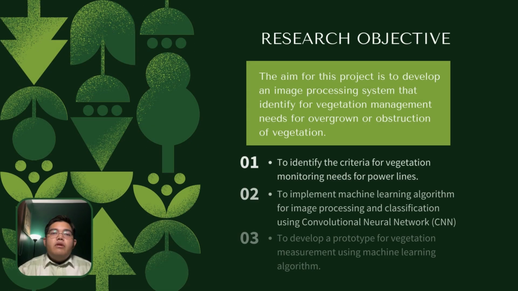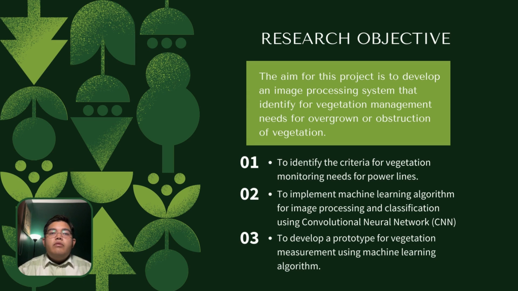There are 3 objectives in this project. The first objective is to identify the criteria for the vegetation monitoring needs for power line. The second objective is to implement machine learning algorithm for image processing and classification using CNN. The third objective is to develop a prototype for vegetation measurement using machine learning algorithm.